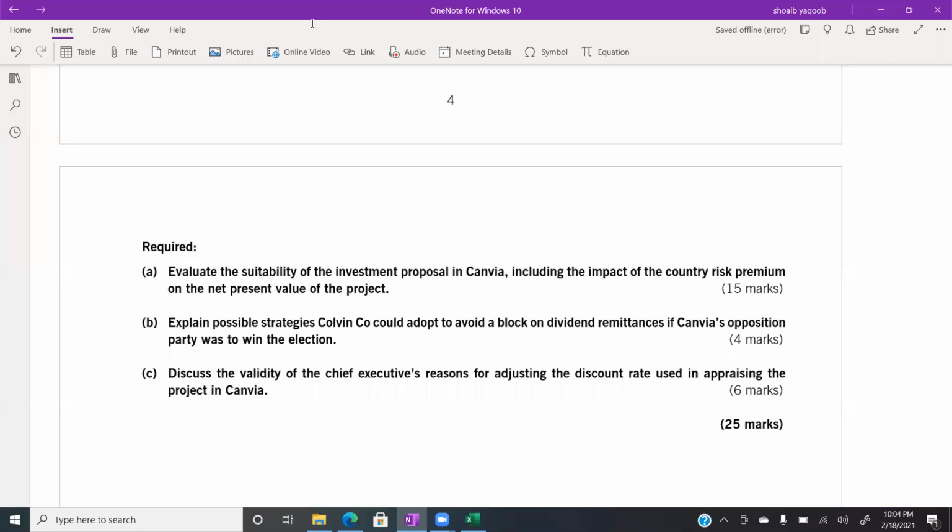This point is a new point, that is country risk premium. So we have to discuss the impact of country risk premium on the NPV. We will discuss this after reading the scenario.